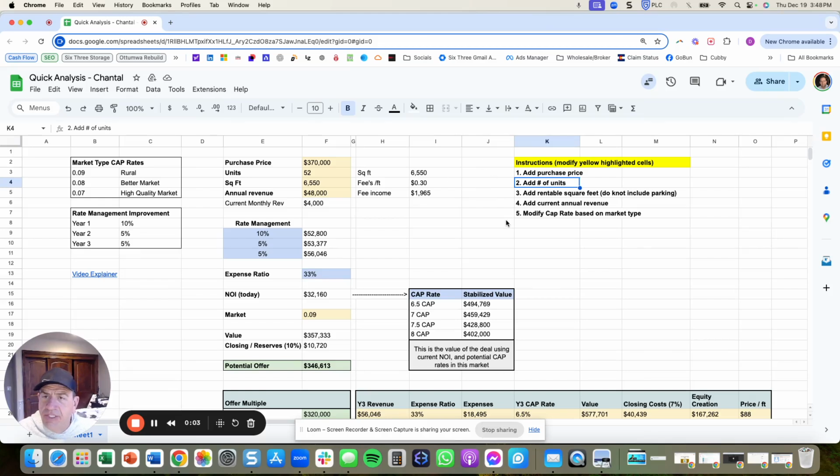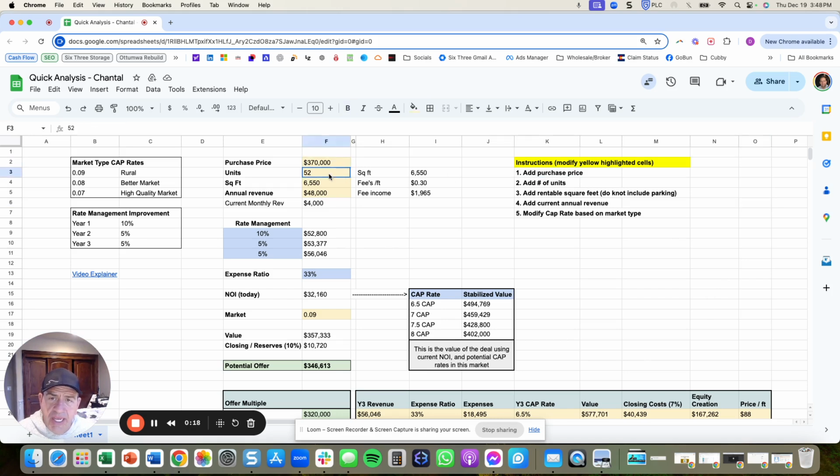Hey, everybody. All right, just a quick update on the quick analysis tool here. I made some modifications to it, a little more clean, but it's still very simple. So on the quick analysis here, I've added some instructions.